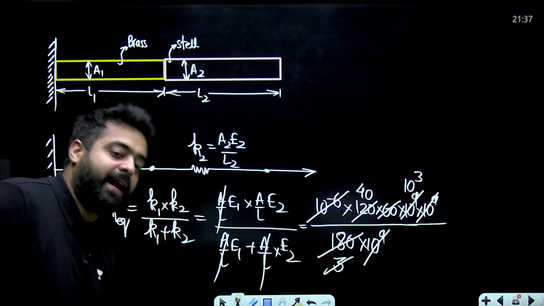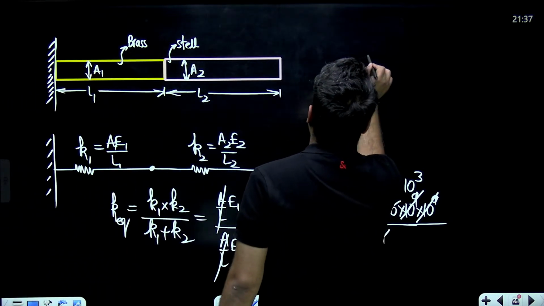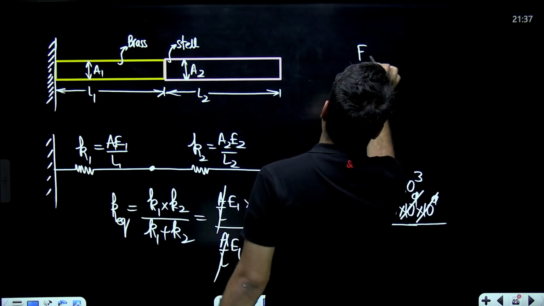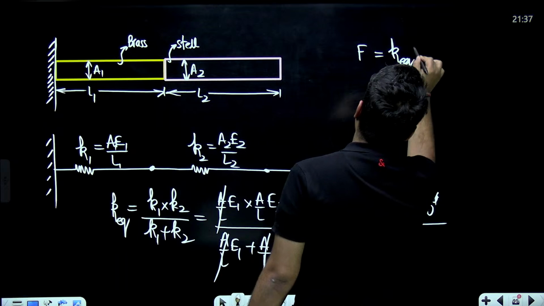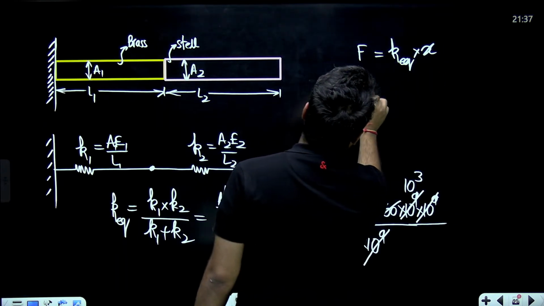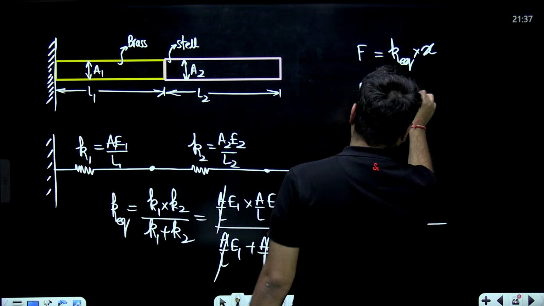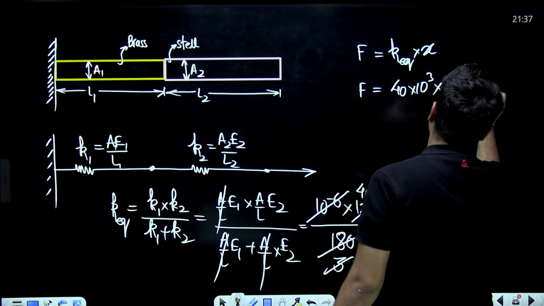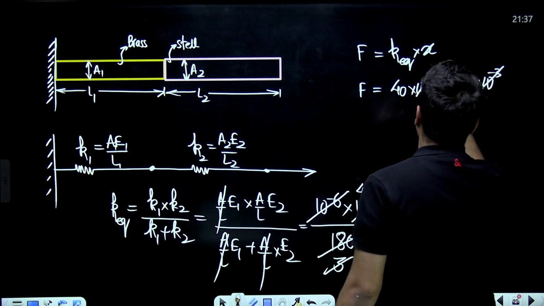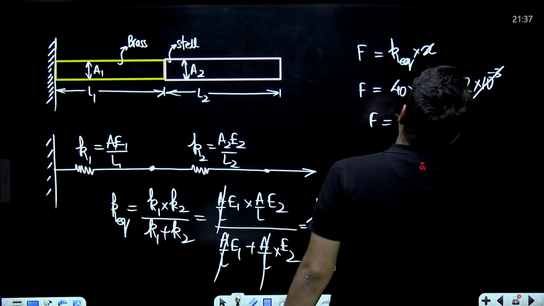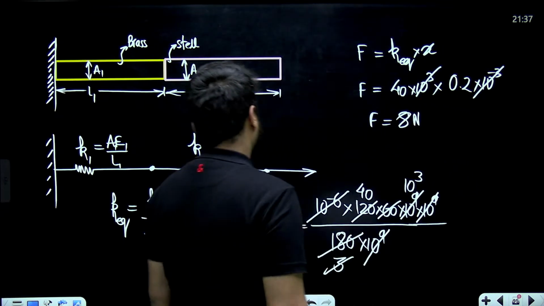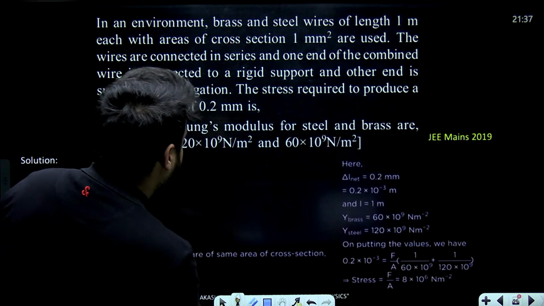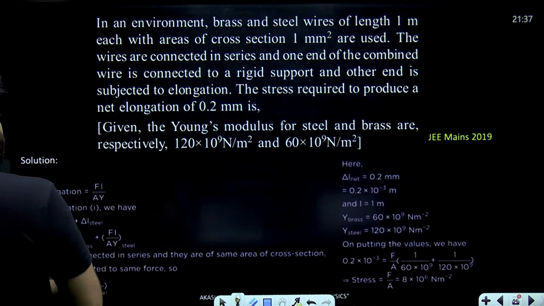If you have K equivalent, can you determine the total extension? Yes. If I apply force on the spring, the force is equal to K equivalent into X, and you need to determine the force for the K equivalent, which is 40 into 10 power 3, to get the extension of 0.2 mm. That is 0.2 into 10 power minus 3. F will be 0.2 into 2, basically 8. So you'll get the force value to be 8.